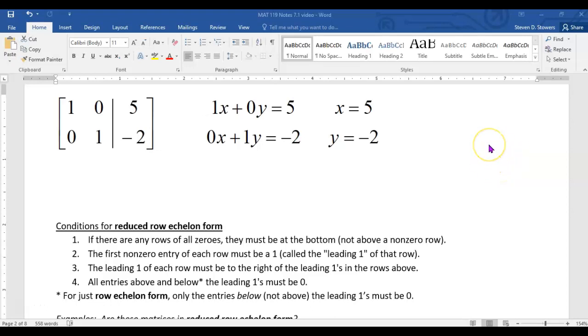So in order for a matrix to be in reduced row echelon form, it has to satisfy these four conditions. If there are any rows of all zeros, they have to be at the bottom. The first non-zero entry of each row has to be a 1. That leading one of each row must be to the right of the leading ones in the rows above, so they have to go further over to the right as you go down from row to row. And all entries above and below the leading ones in the same column have to be 0.